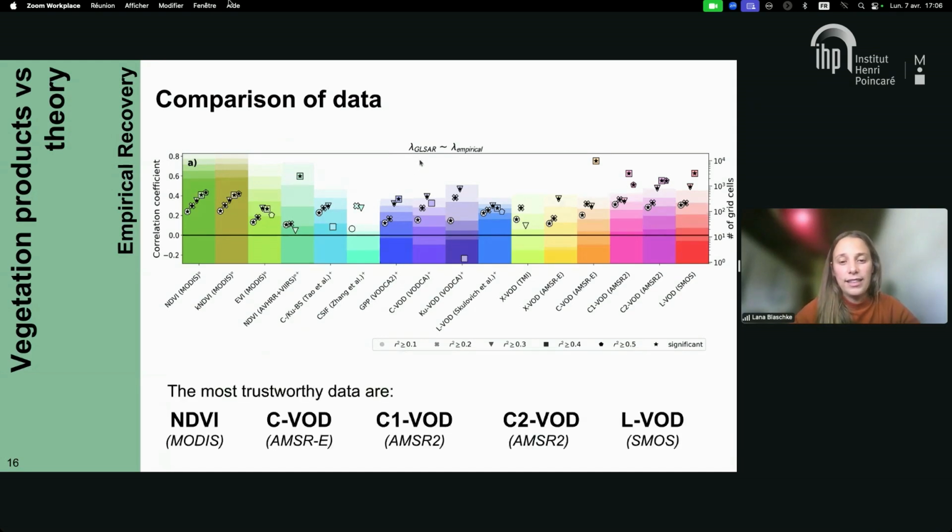What you can see here is that the best data set, in which it is most possible to estimate recovery with those theoretical metrics, is NDVI. Actually, this other one is almost the same, so we will only use NDVI. And these four in the end: CVOD from AMSR-E, and C1, C2 VOD from AMSR2, and the LVOD from SMOS.